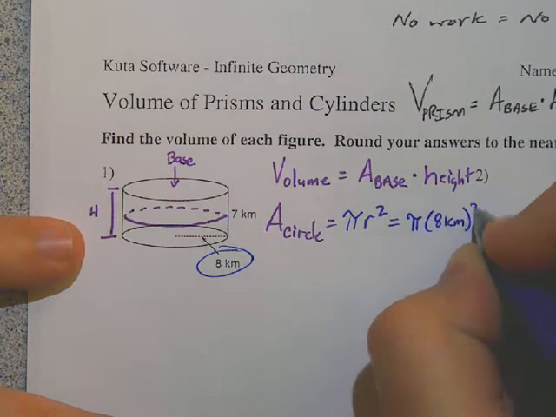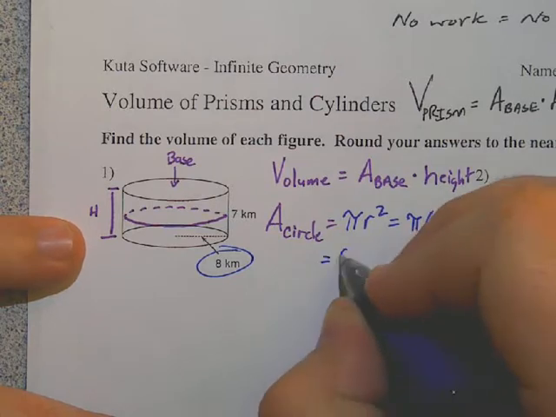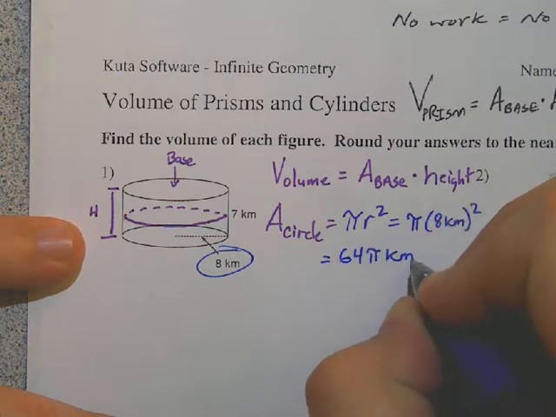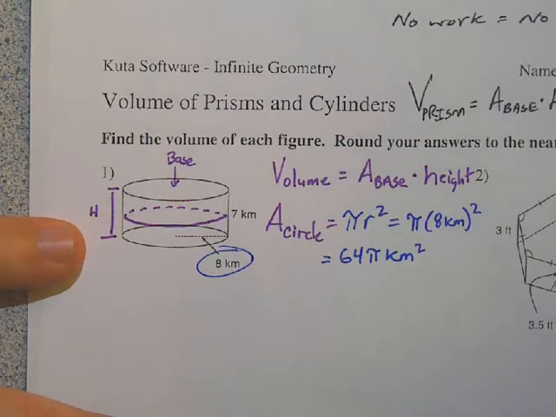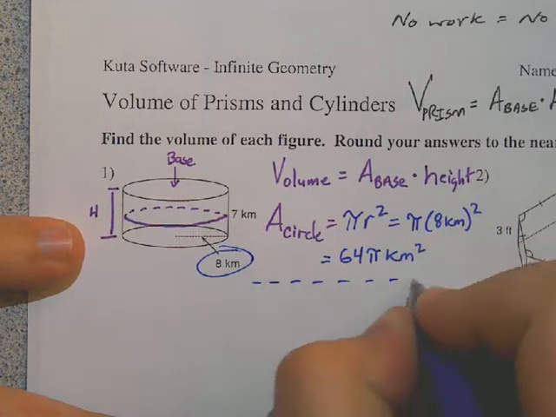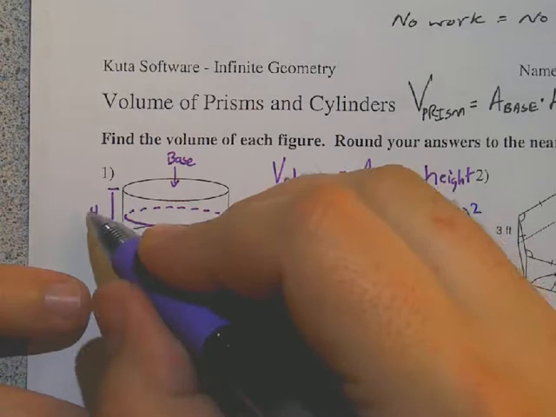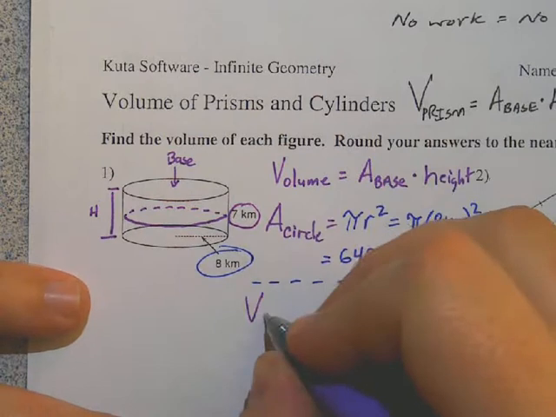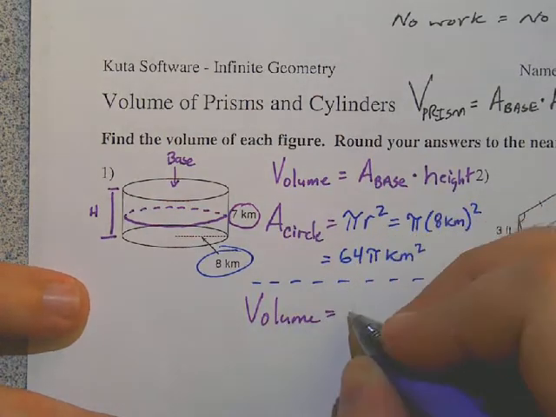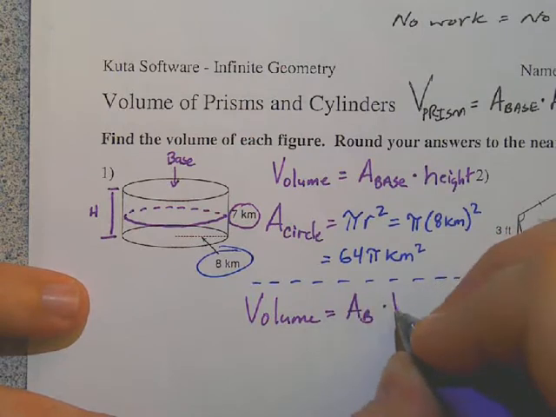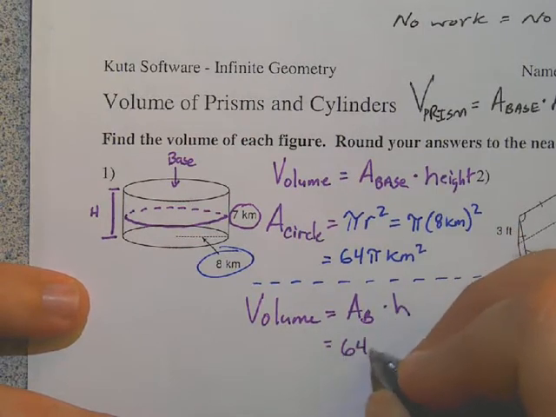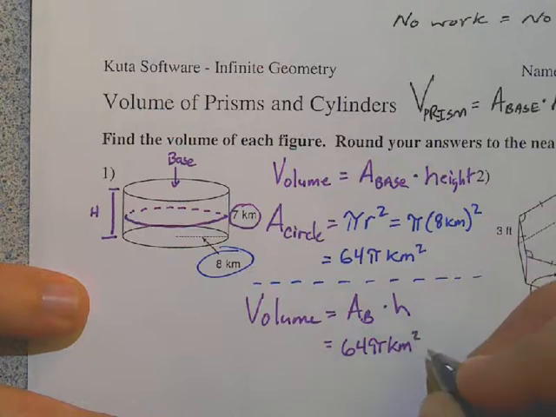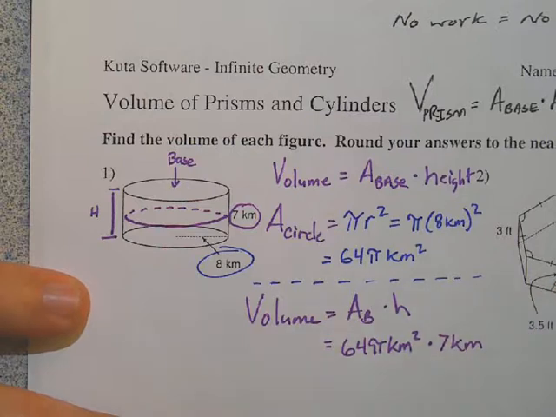That's pi times 8 kilometers squared. So the area of the circle is going to be 64 pi kilometers squared. And no, Caleb, you cannot put that as a decimal yet. Wait till the end. All right, so if I'm going to look at the volume, I also need to know the height. And this h, this number of slices thick, well, they gave us that as well. They call that 7 kilometers. So the volume will be equal to the area of that base times the height. So that is 64 pi kilometers squared times the height. And the height is going to be 7 kilometers.